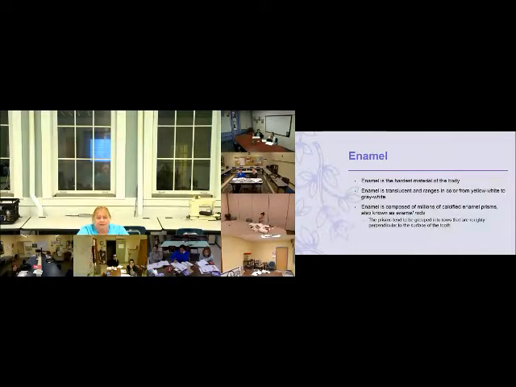Enamel is made up of a million different calcified prisms that reflect the light, they are also called enamel rods. And they tend to be perpendicular to the surface of the tooth, meaning that if the tooth is like this, the rod is like that. So it's at a different angle. It's at 90 degrees with the tooth.